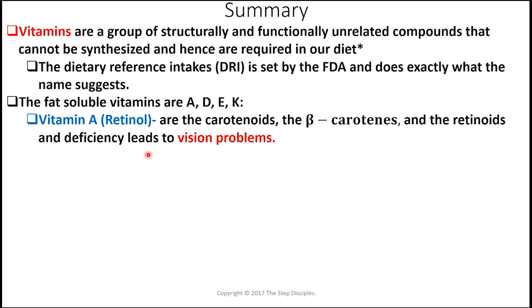So vitamin A, or retinol, includes the carotenoids, the beta carotenes, and the retinoids. And deficiency leads to vision problems, right? So we talked about xerophthalmia, where the conjunctiva cells fail to secrete mucus, and then you get friction, and you rupture the cornea of the eye, and you get blindness because the big function of the cornea was actually to bend light. The other thing that you get is excess production of keratin.